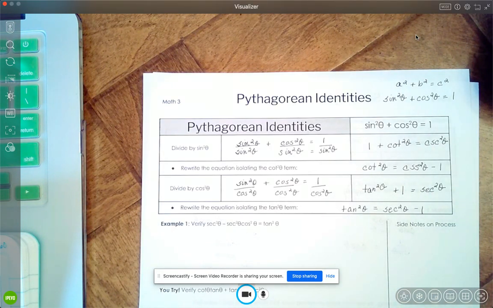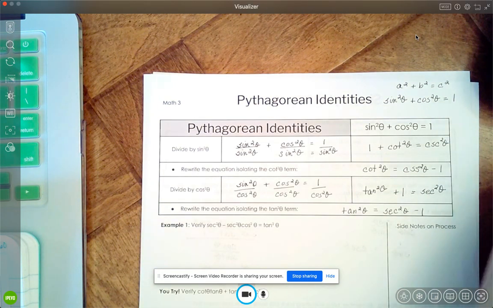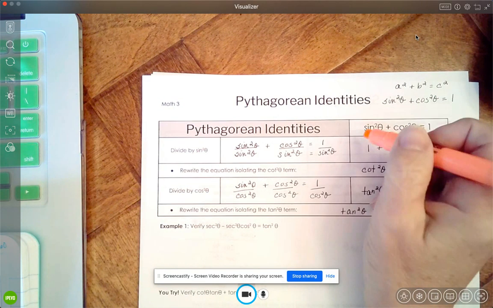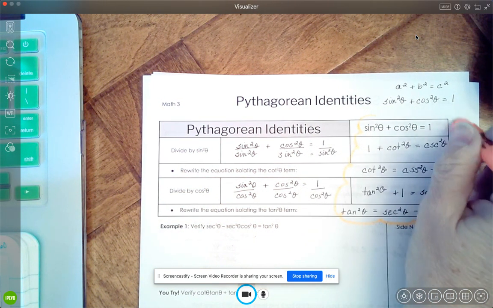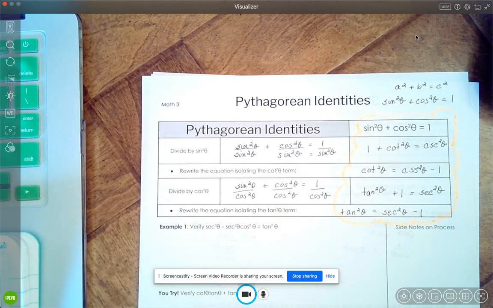And now these right here are the Pythagorean identities, and you're going to be able to use those to solve and simplify identities also.